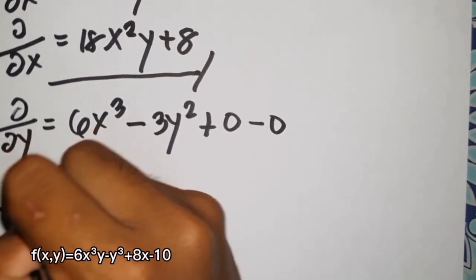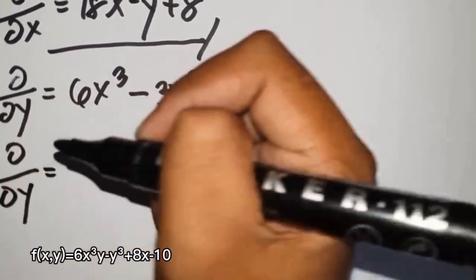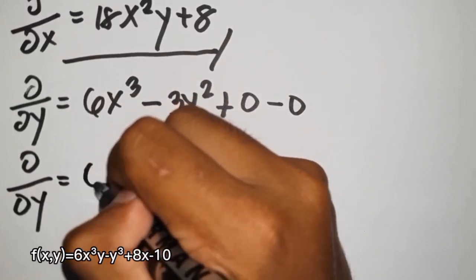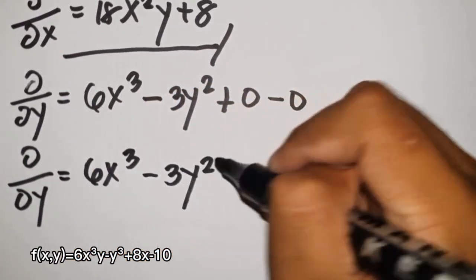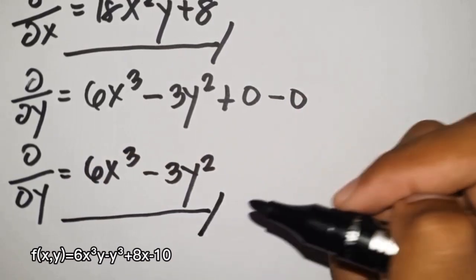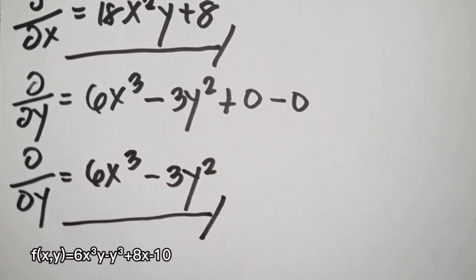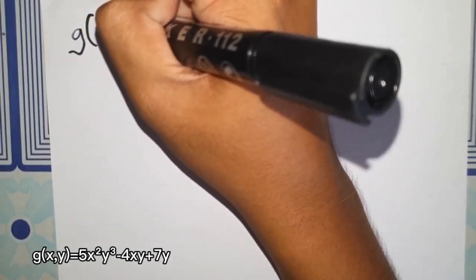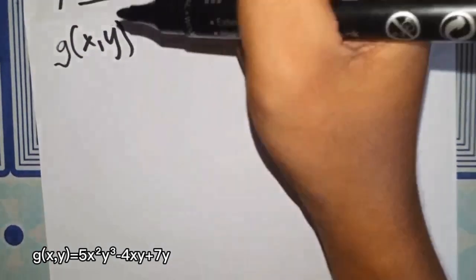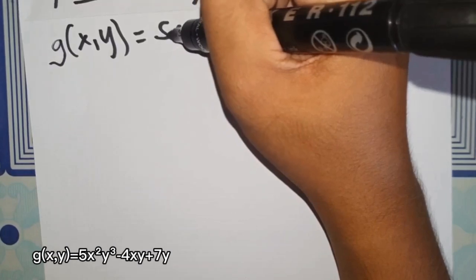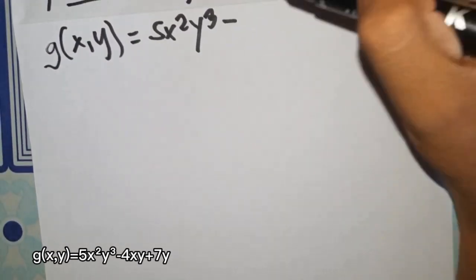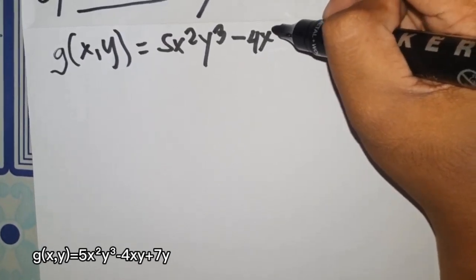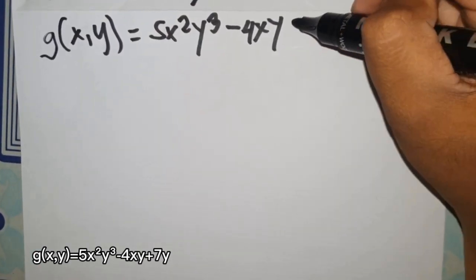Leaving the final answer with respect to y: 6x cubed minus 3y squared. This is the final answer. Here's another example. g of x and y equals 5x squared y cubed minus 4xy plus 7y.